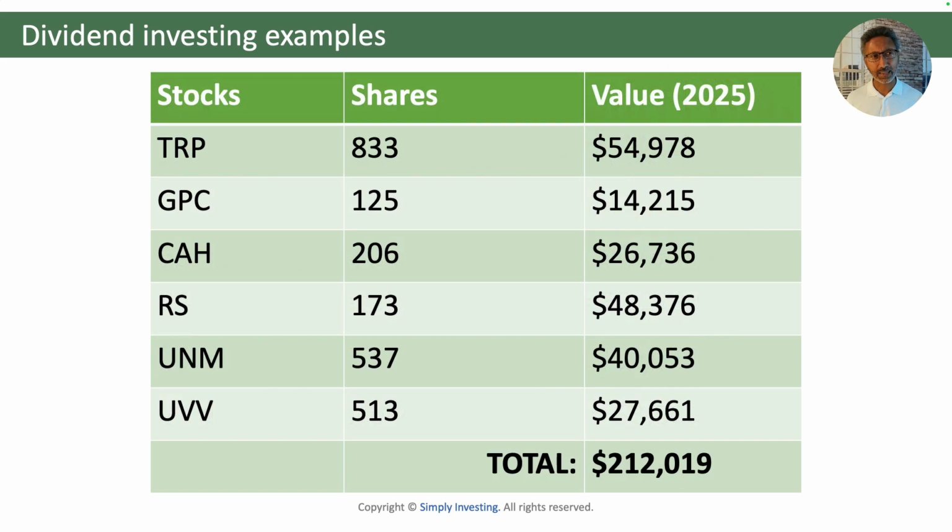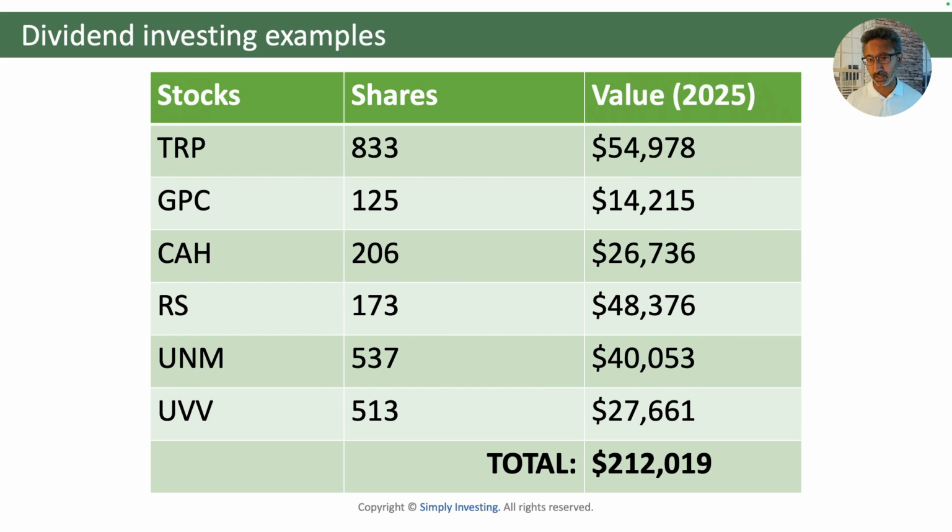Now, if we look as of this recording, you can see it up on the screen. TC Energy, they still have 833 shares. Okay. GPC, they were able to buy 125 shares. Cardinal Health, they were able to buy 206 shares. Reliance, 173 shares. UNM, 537 shares. And then UVV, 513 shares.